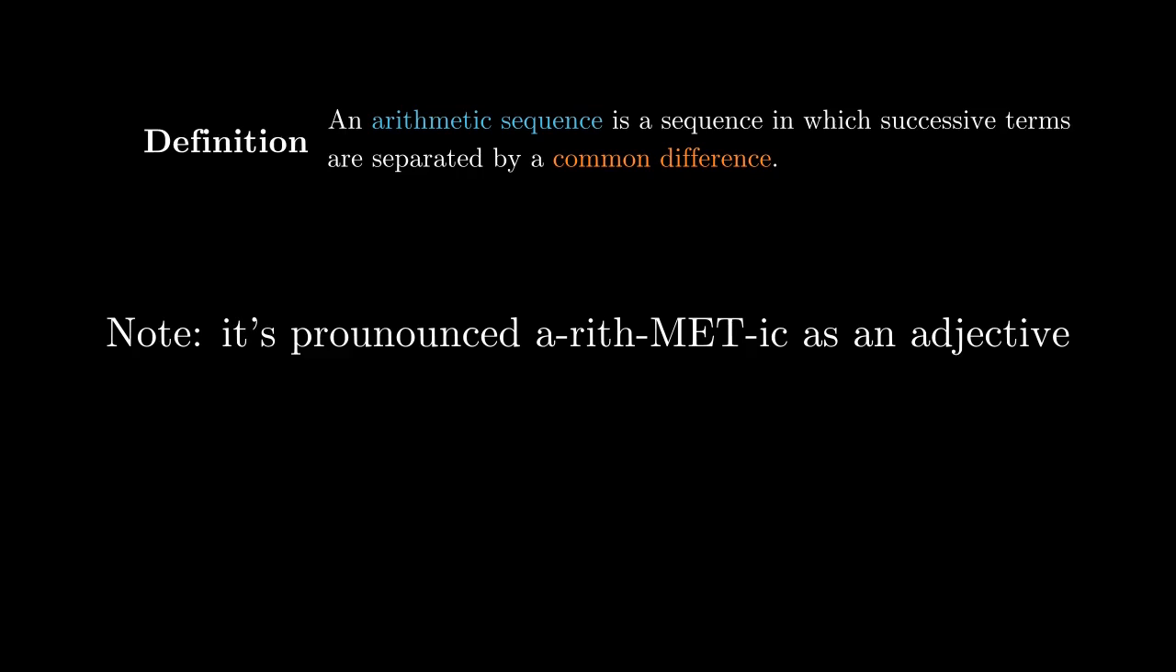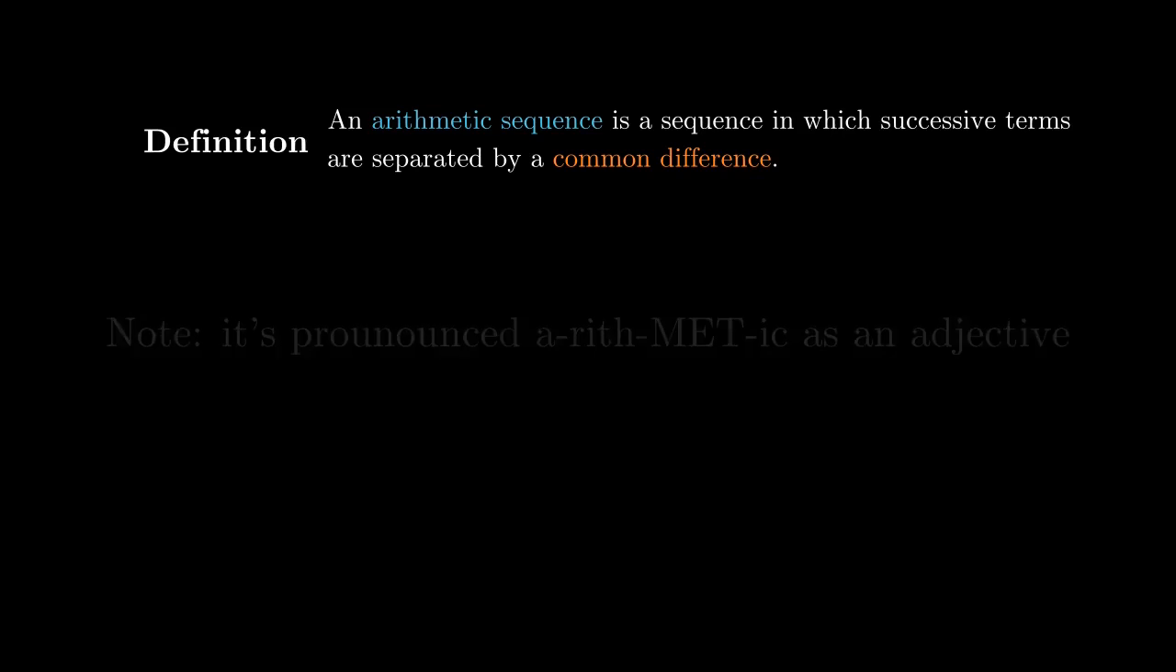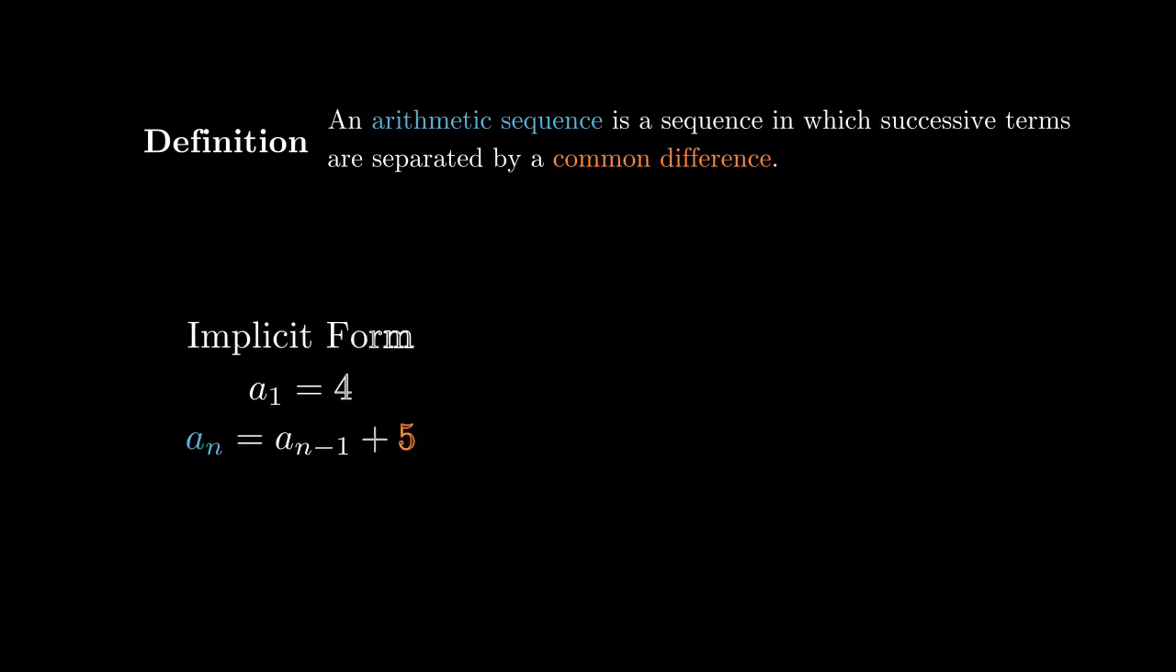Here, a sequence. Anyway, getting back to the lesson, there are typically two ways to write an arithmetic sequence. One way is implicitly, a form in which you need to know the value of a previous term to generate a future term, so this has a tendency to look recursive by nature.